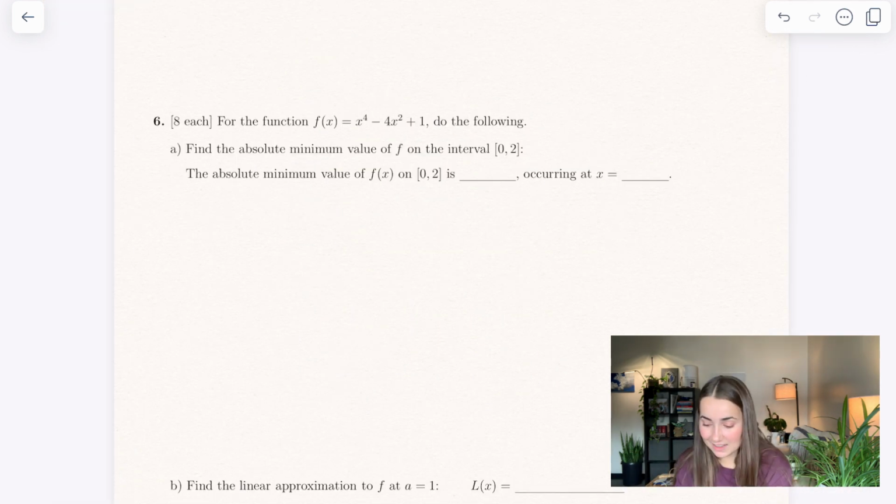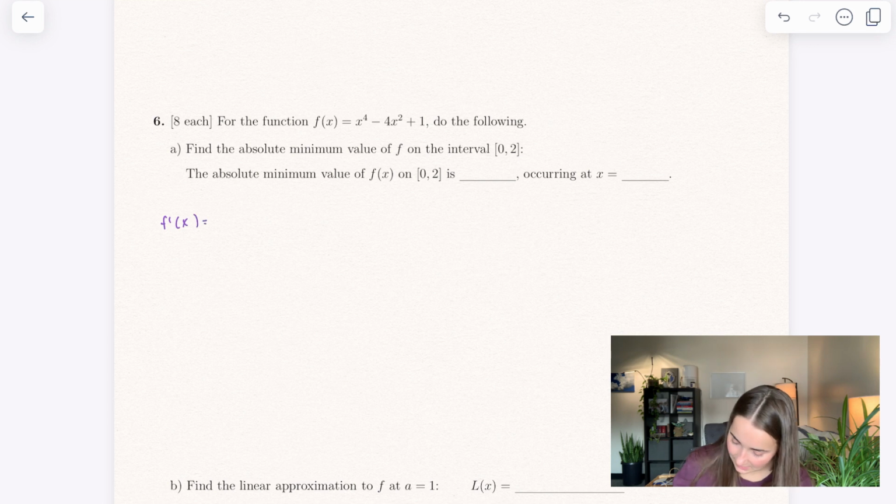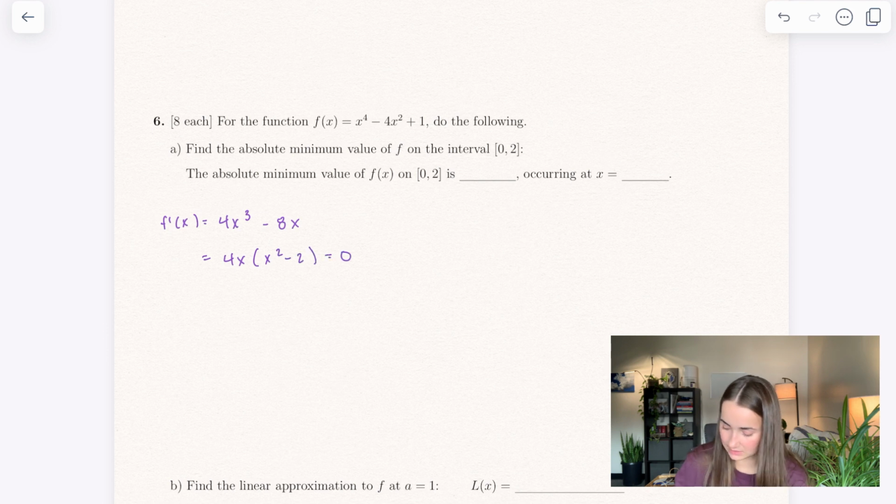Okay, we have one last problem here. So we have the function, and we want to find the absolute minimum. So let's go ahead and find the first derivative, f prime of x. This is equal to 4x^3 minus 8x and then plus 0. So what we can do is simplify this. I can pull out a 4x and I get x^2 minus 2, and we can set this equal to 0.